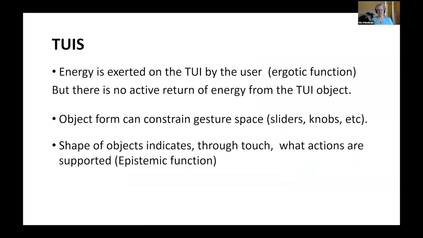And so looking back to Kato's model, you can say that energy is exerted on the tangible object by the user. So there is an ergodic channel going in one direction, but there's no actual return of that energy. In most cases, the TUI objects are not active, so you don't get anything back. It's usually either through sound or a visual representation that you get the results of what you did fed back to you. But there is the idea that the form of an object can usefully constrain the gesture space. If you give somebody an object that's a particular shape, or has particular size attributes, or even texture, that may constrain the gesture space and guide people to using particular actions in a useful way.